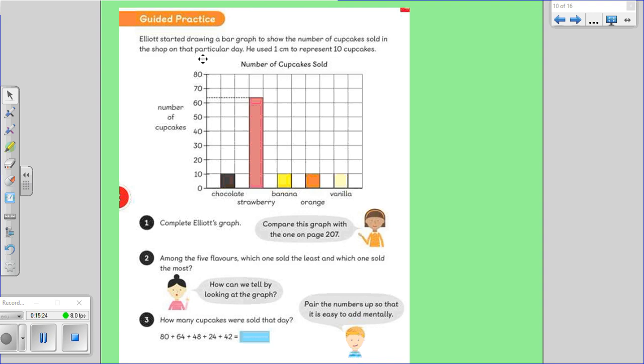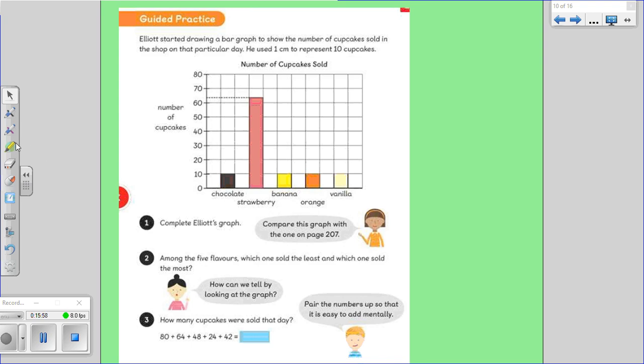Okay, so Elliot started drawing a bar graph to show the number of cupcakes sold in the shop on that particular day. He used 1 centimetre to represent 10 cupcakes. So we can see here, all the way up there, that 1 centimetre equals 10. So first of all, can we complete Elliot's graph? Okay, so we're using the same information as we saw in the in focus task. So we know that chocolate, there are 80 cupcakes.